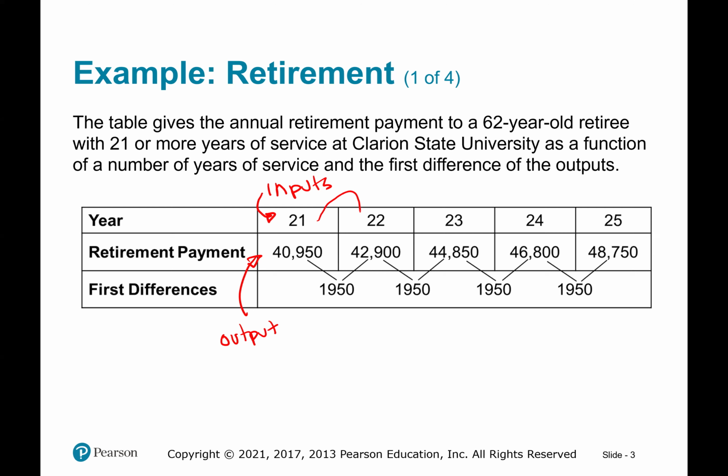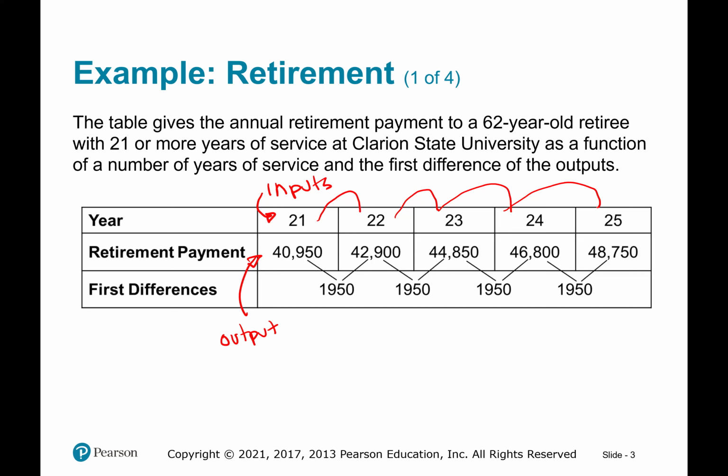Now, it's also important that these differences are the same. So it's important that we're going from an X value of 21 to an X value of 22, an X value of 23, that those are also constant. If I look at the difference in the retirement value from year 22 to year 23, I also see it's 1950. From 23 to 24, the difference in the retirement value is again 1950. And from 24 to 25, it's 1950. Since these first differences are constant, this is a line.